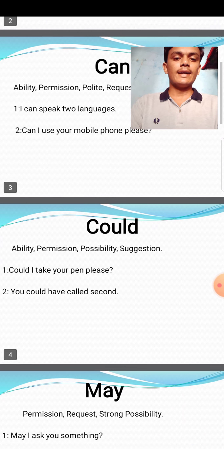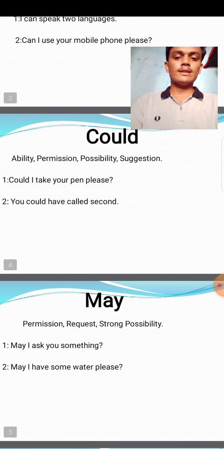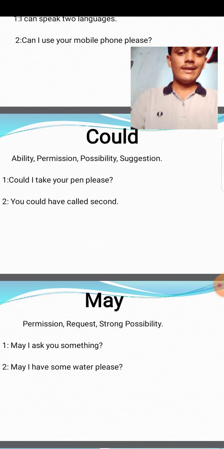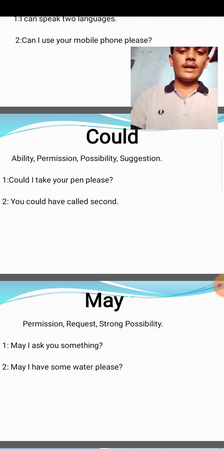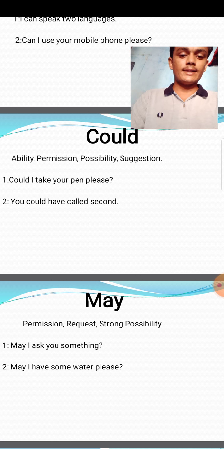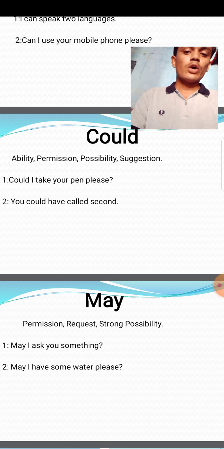Number 2 is could. Could shows ability, permission, possibility, suggestion. Let's look at the slides: could I take your pen please? This is an interrogative sentence.